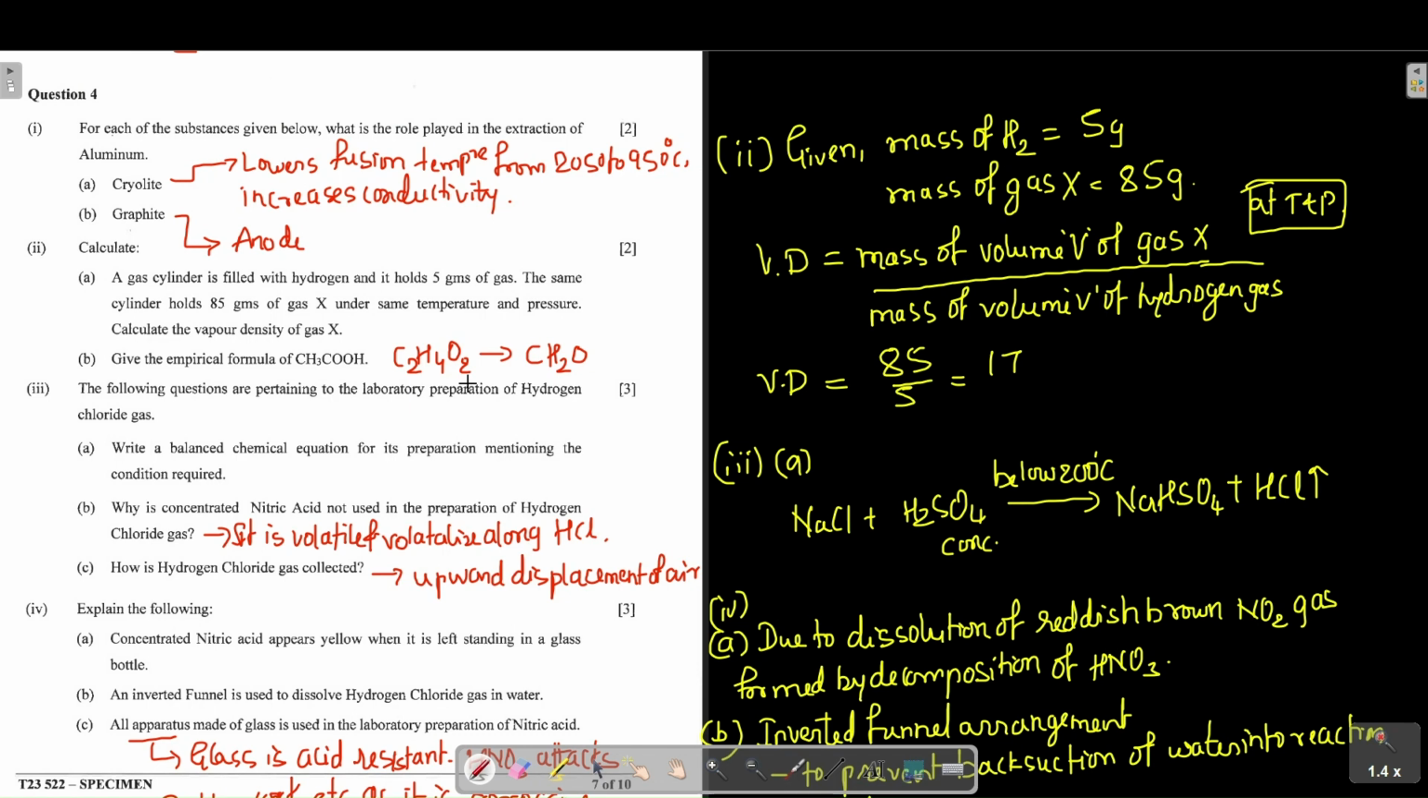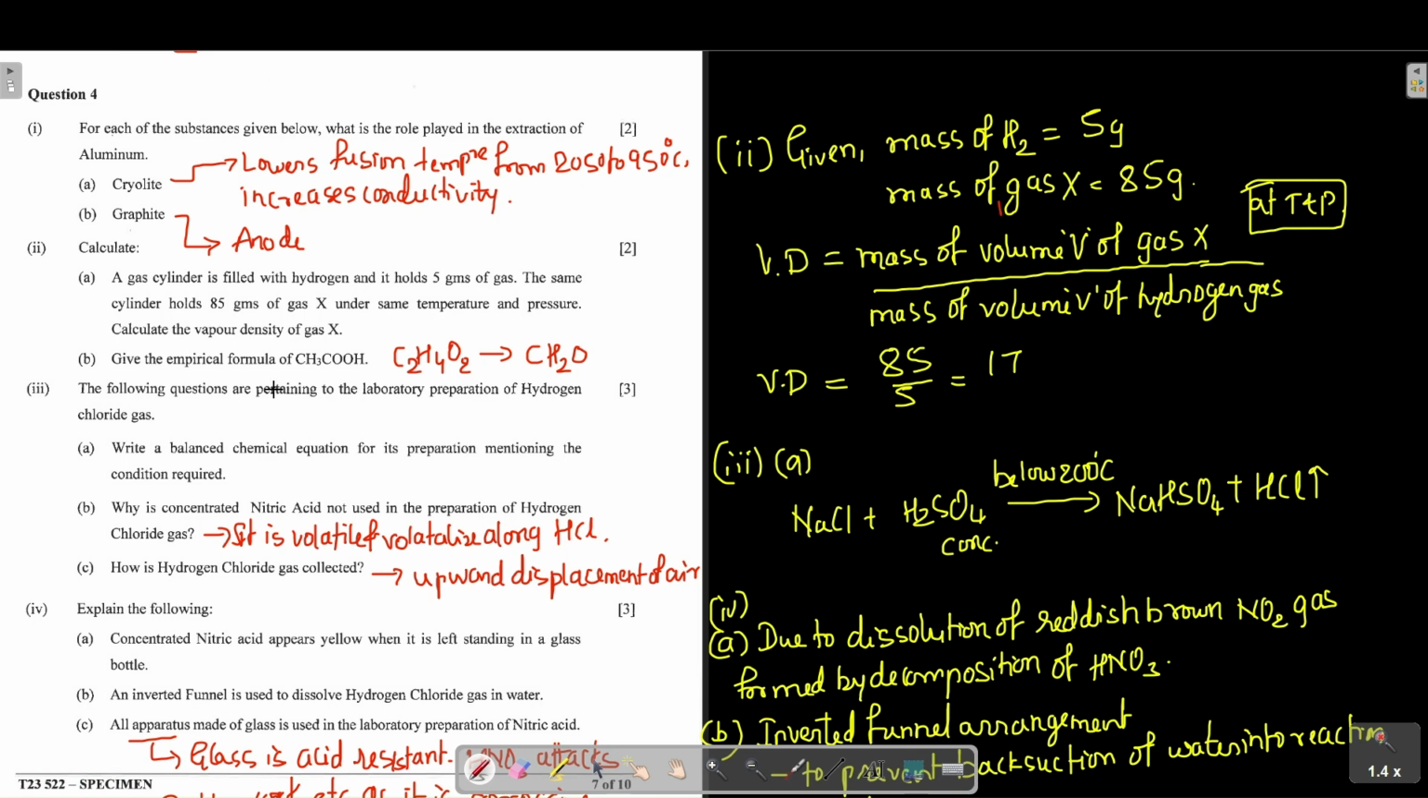So already they have given, both have the gas cylinder filled with the hydrogen. So both cylinders means both have the same volume. Mass for hydrogen is 5 gram, mass for gas X is 85 gram. So vapor density is equal to 85 by 5, you will get 17.